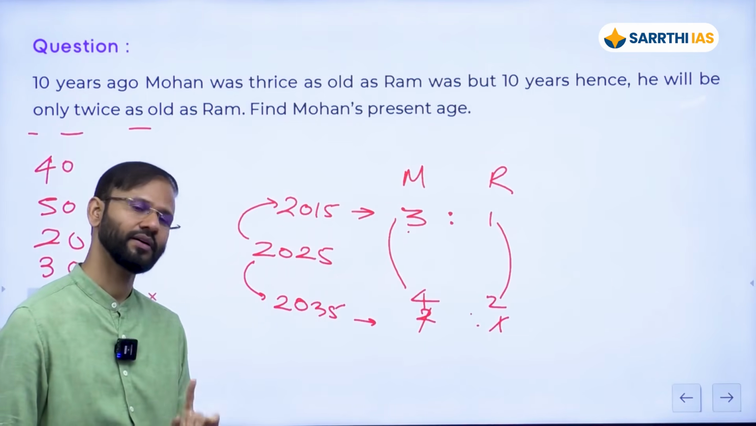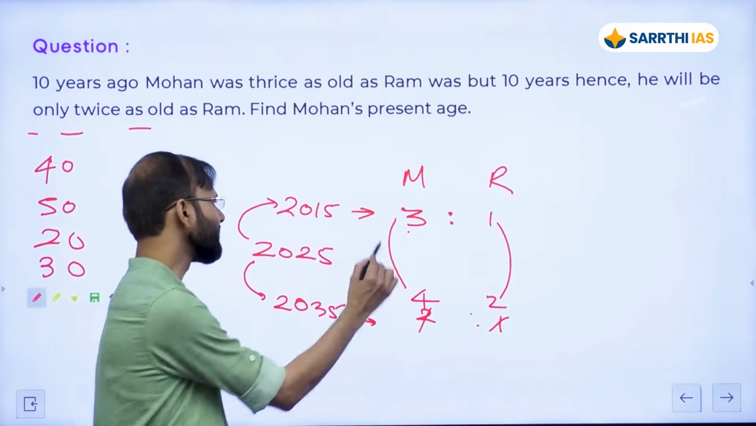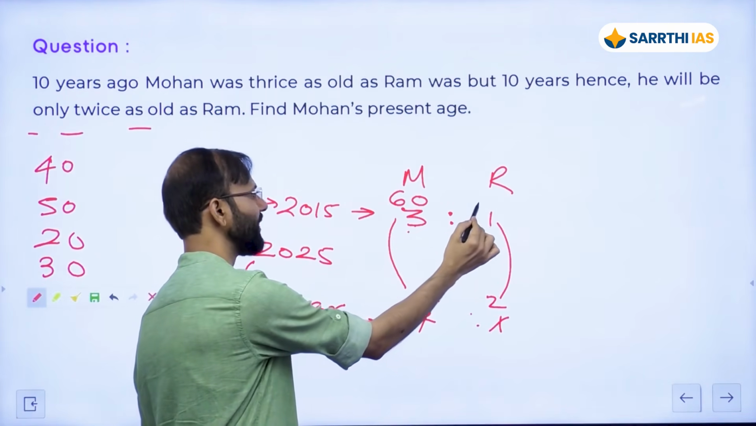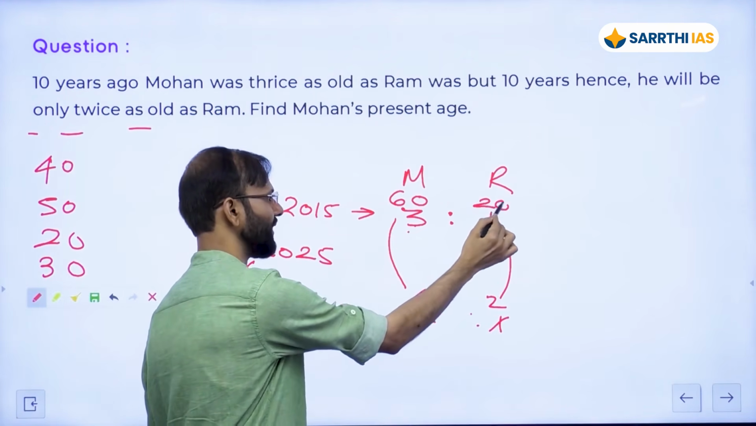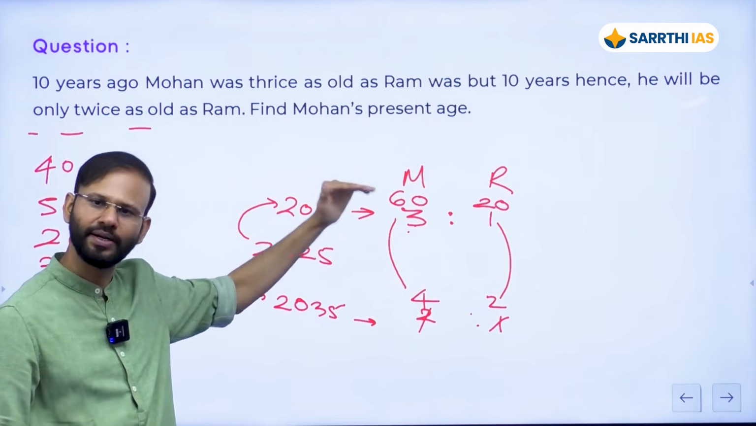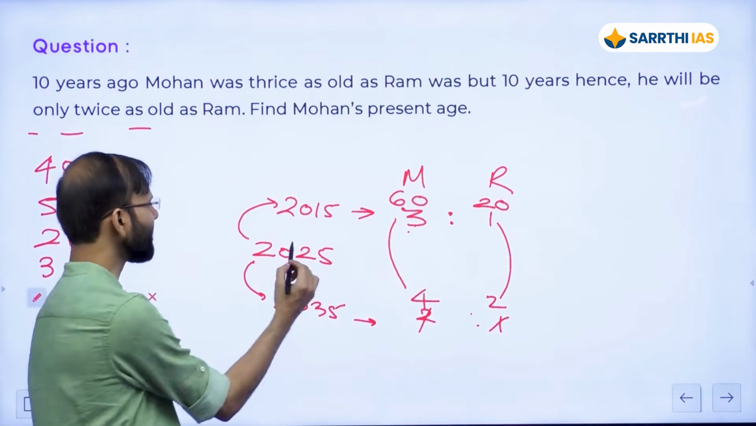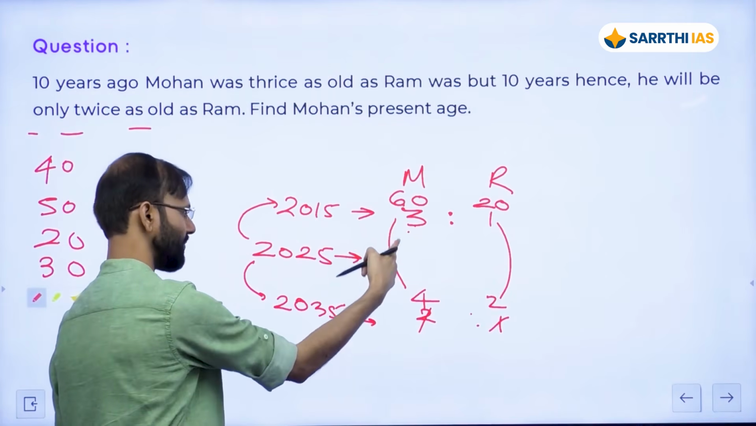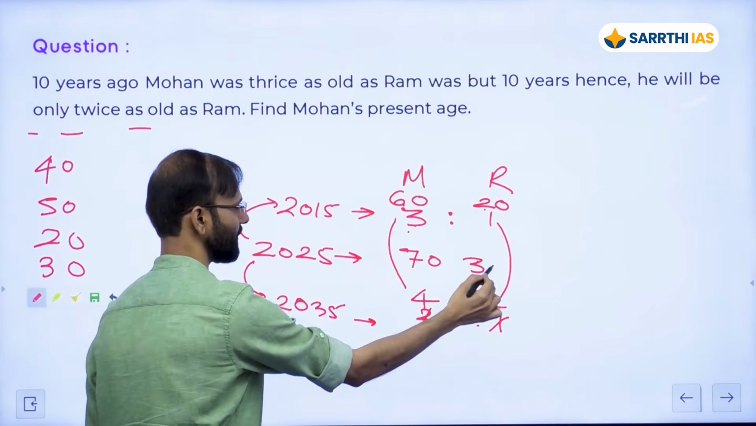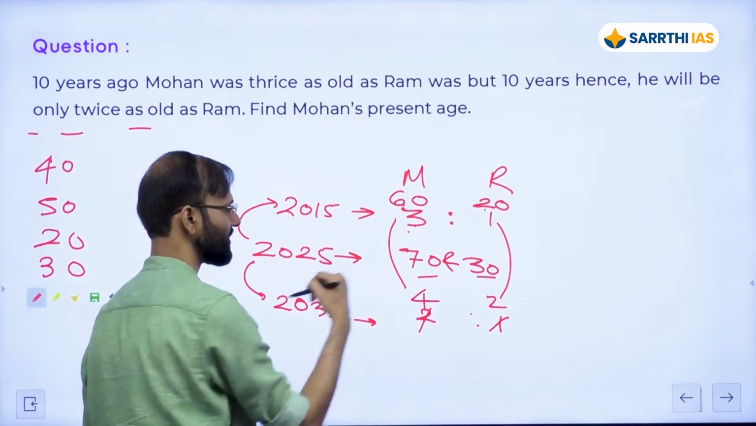This difference of 1 is being created in how many years? 20 years. Right? So here the interval size is 20. So this is 60, 20 into 3, and this is 20 into 1, 20, right? Guys, 10 years ago, their ages were 60 and 20. So their present ages are this plus 10 and this plus 10. So this is 70 and 30. These are their present ages, guys.